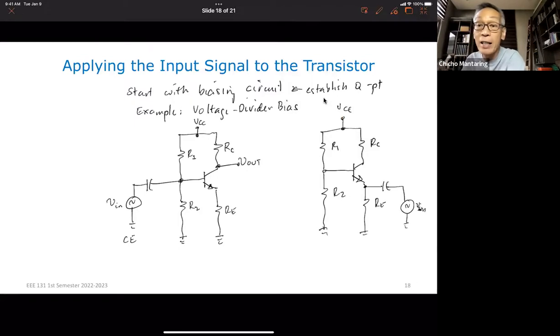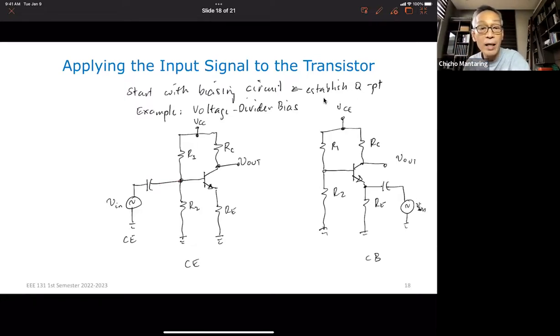Kasi ang i-apply na lang natin ngayon is yung time varying component, hindi na yung buong voltage. It's already the time varying component. But even if there were a DC voltage there, this will filter out the DC voltage. So what will reach the base is just the time varying component. So this is my V in and this is my V out. So this is my common emitter, this is my common base.